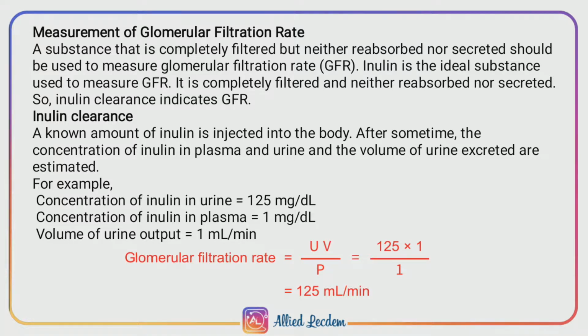Inulin clearance. A known amount of inulin is injected into the body. After some time, the concentration of inulin in plasma and urine and the volume of urine excreted are estimated. For example, concentration of inulin in urine is 125 mg per dl, concentration of inulin in plasma is 1 mg per dl, and the volume of urine output is 1 ml per minute. So, the glomerular filtration rate is equal to UV by P, which is 125 into 1 by 1, that is 125 ml per minute.